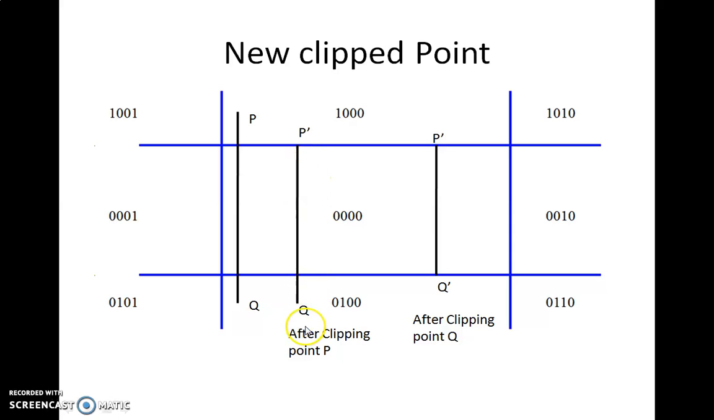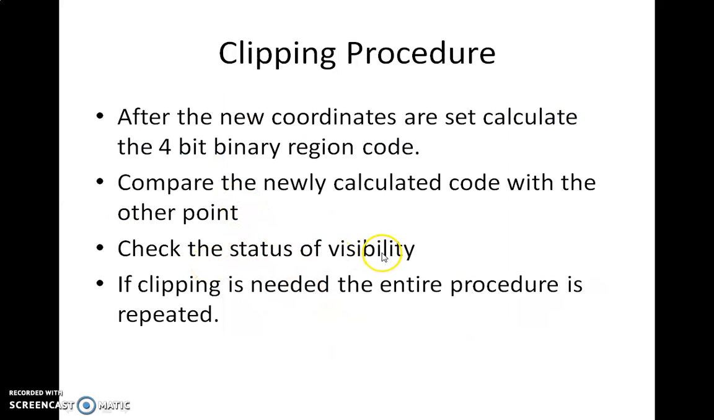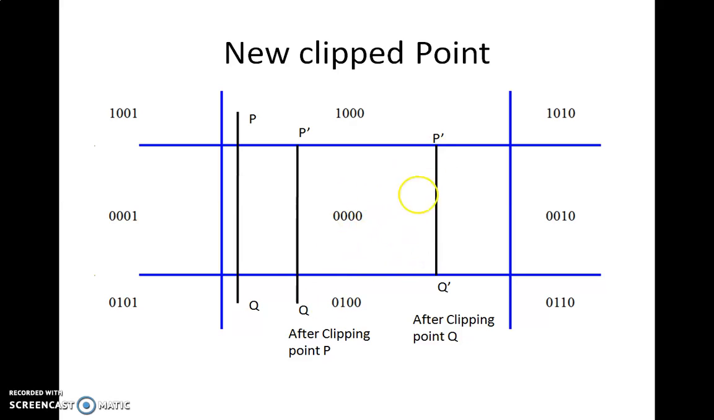Just seeing the line here itself, we will know we have to clip. Now according to this, we have to check the visibility. When we check the visibility, again we will get a test result that the line has to be clipped. So the entire procedure said above has to be repeated. Now you are going to clip the point Q to Q dash. So after clipping Q, P dash Q dash becomes the new visible line after the clipping is done.